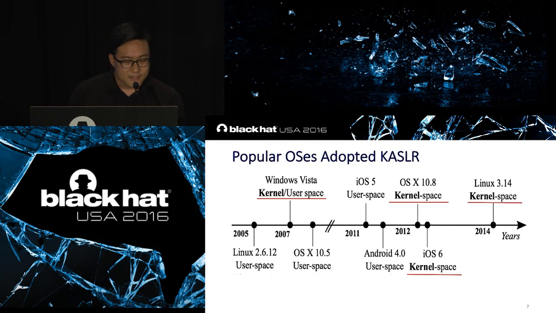Because of its effectiveness, modern operating systems have adopted kernel ASLR. It was Microsoft Windows that was the first to adopt kernel ASLR in 2007, starting from Windows Vista. Then both OS X and iOS adopted it in 2012, which made jailbreaking harder. And finally, it was pushed into the mainline Linux kernel starting from version 3.14 in 2014.